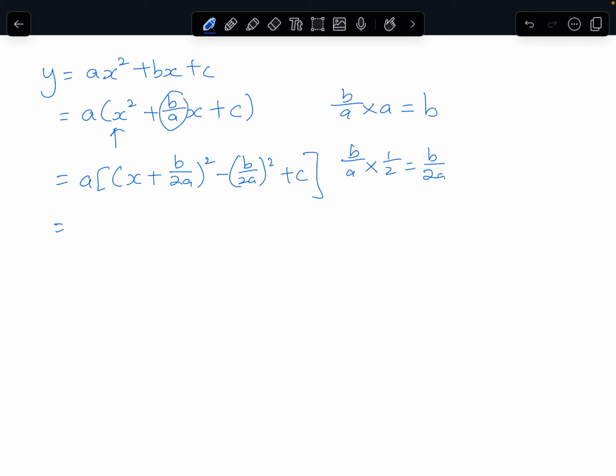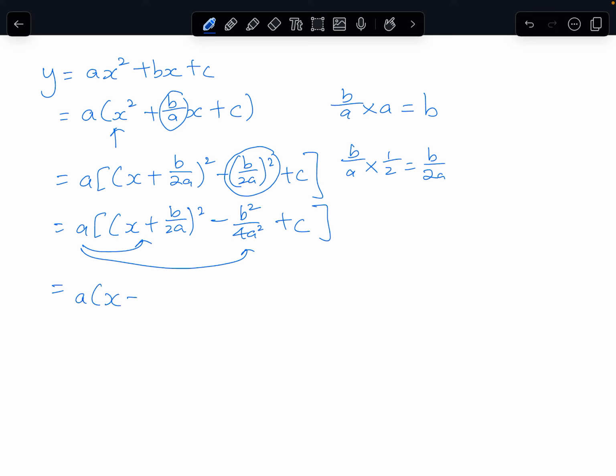Okay, so we're almost there. We just need to simplify a little more. So this will be a bracket x plus b over 2a squared minus b squared over 4a squared plus c. Okay, so obviously I'm just going to square this thing, and that's going to give me b squared over 4a squared. What I'll do is I'll expand and simplify. I'll take a bracket ax plus b over 2a squared minus b squared over 4a, because b squared over 4a squared times a is just going to give me b squared over 4a. And not forgetting we have a plus c here.